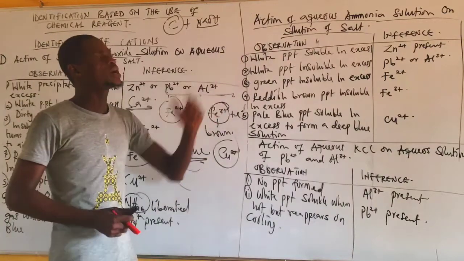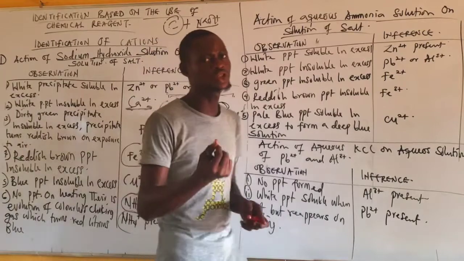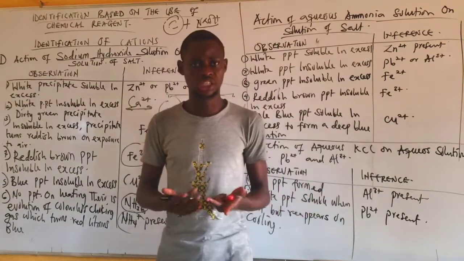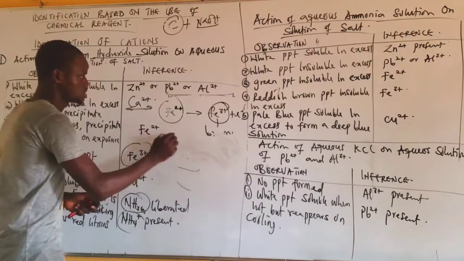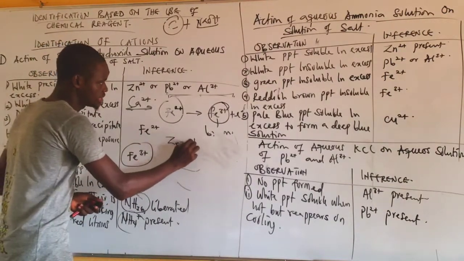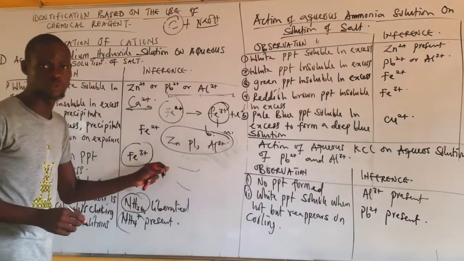Now, what about ammonia solution? Before I move on, ammonia solution can be used to distinguish between zinc, lead, and aluminium. We can use ammonia solution to distinguish between the three of them.